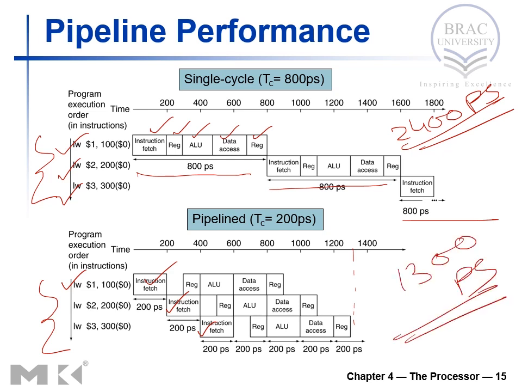So we can see the difference. This is 2400 picoseconds and this is 1300 picoseconds. And if we continue feeding more instructions inside the pipeline, we can see that the time required to execute each instruction is reducing much further.